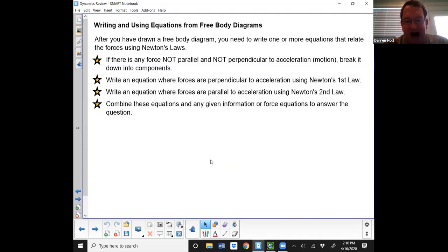You would then combine these equations and other given information about forces, like saying that gravity is equal to mg or friction is equal to mu times the normal force, in order to answer the question that you were given, right? So these are some basic notes over how to apply forces and Newton's first and second law equations to answer questions on your exam.